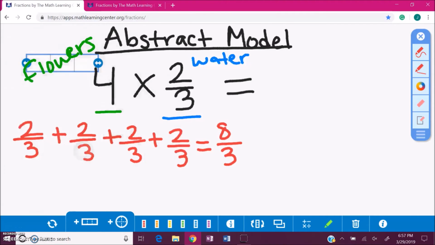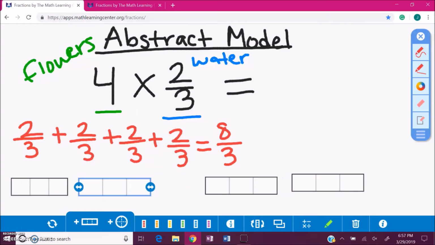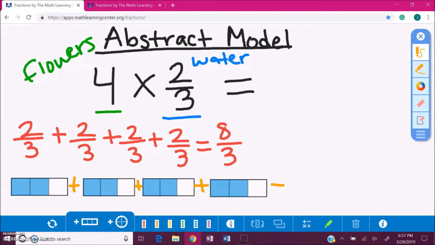I'm quickly going to represent the 4 groups of 2/3 pictorially. This part is connecting all the strategies we have done to solve the problem. Again, with the picture, I'm using repeated addition. Remember, our denominator stays the same, and each rectangle represents 2/3. We can count the 8 shaded parts, giving us 8 as our numerator.